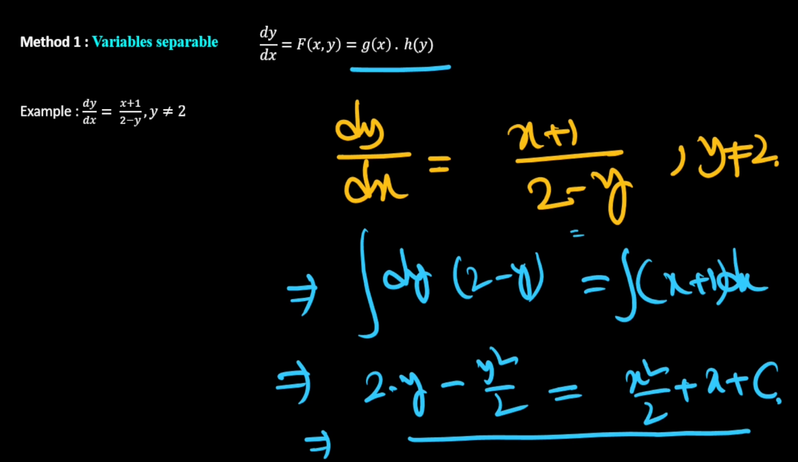So when we apply the variable separation technique, the first thing is to write f of x comma y in this form, g of x into h of x. Then we separate x and y terms, right hand side and left hand side. Then we integrate both sides. Then we get our solution.